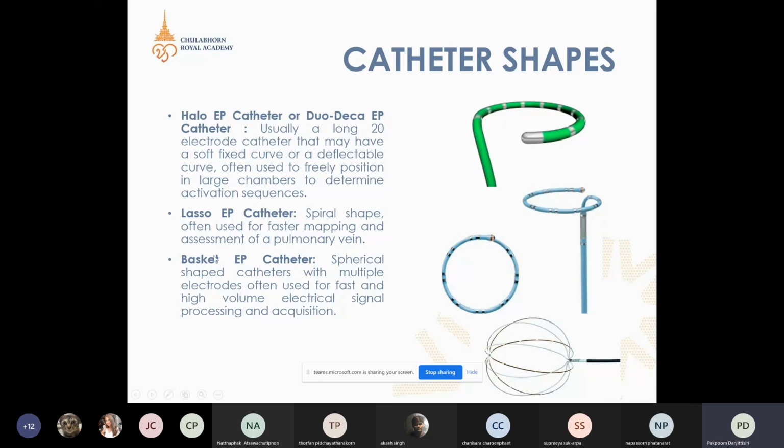Okay, and the last one, the basket EP catheter. The basket EP catheter has a spherical shape with multiple electrodes on the catheter here, often used for fast and high volume electrical signal processing and acquisition.